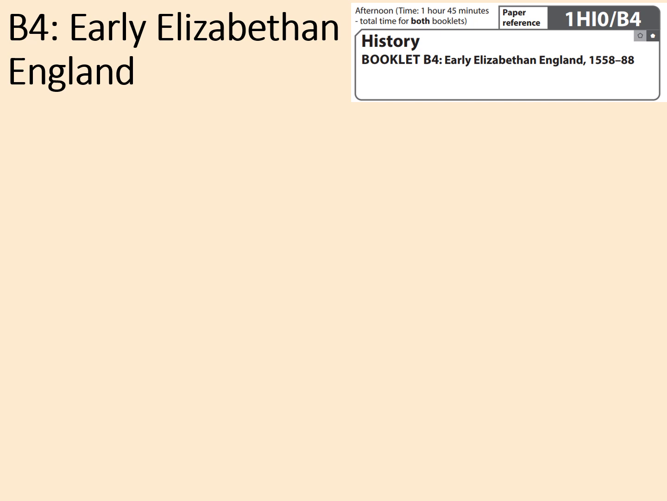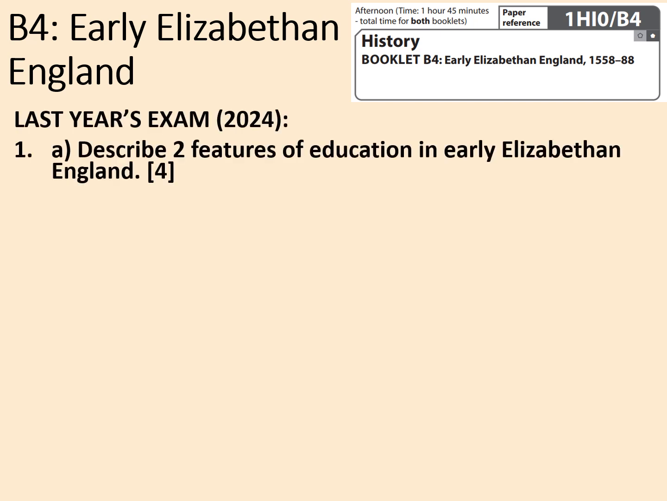We'll start with Early Elizabethan England. Let's consider last year's exam. Question 1A was describe 2 features of education in Early Elizabethan England. Bear in mind that this year that question is going to be split in 2 and each will be worth just 2 marks, so you'll only need to give 1 example for each.